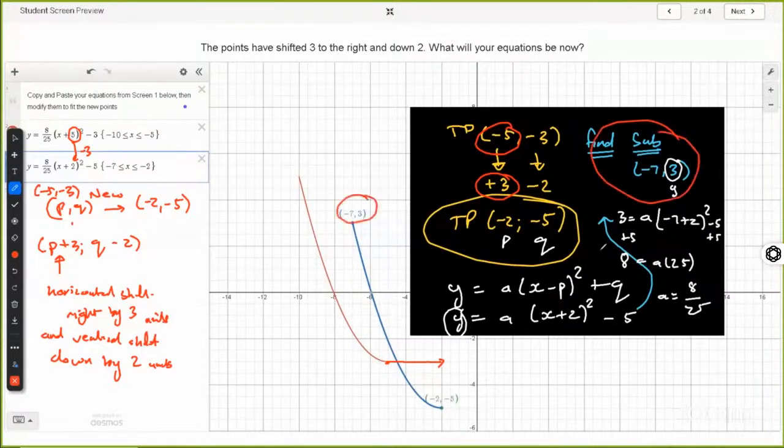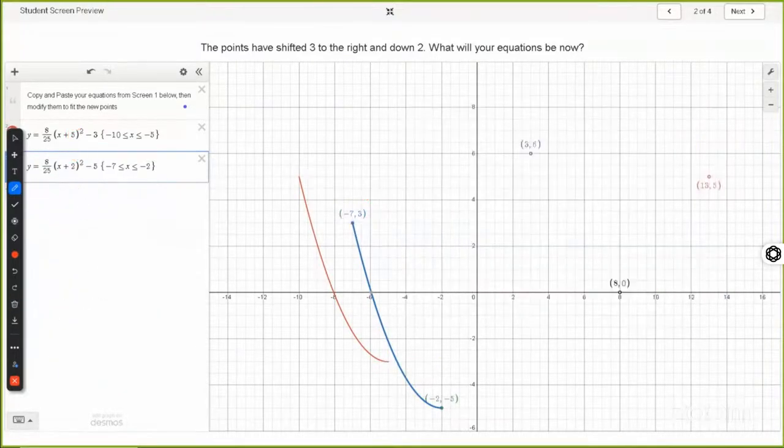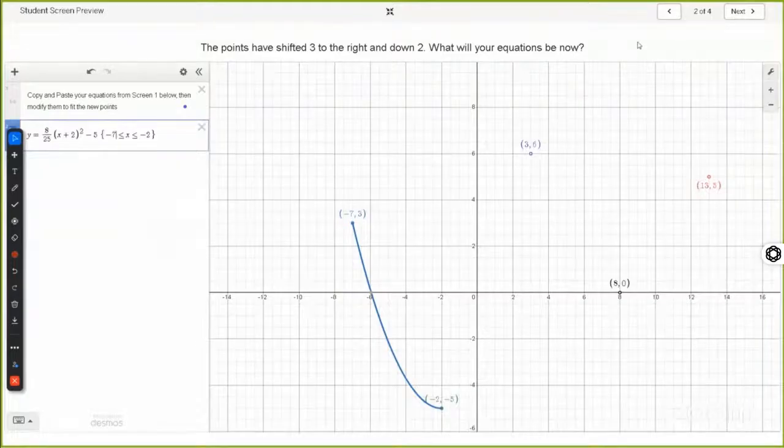And then I substitute the other point, and I double check this. It turned out to be 8 over 25, which is great, but it could have not. I did this calculation anyway to prove that it does go through that, and the a value stays the same, but it might not always stay the same. Okay, so I now am happy with that transformed equation. It works, and I can remove this one here.